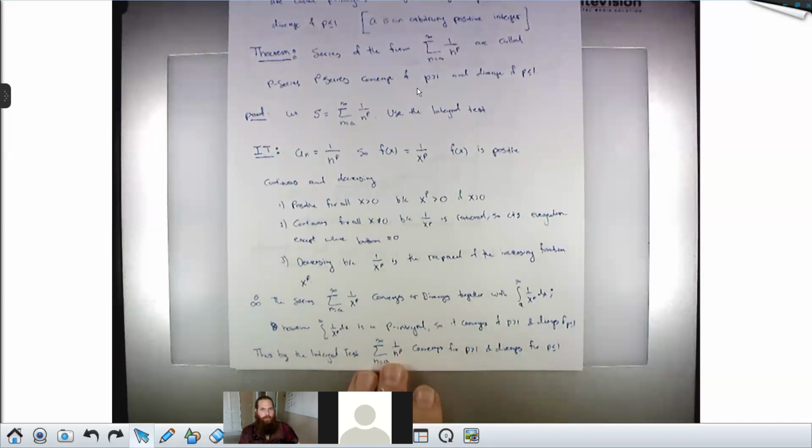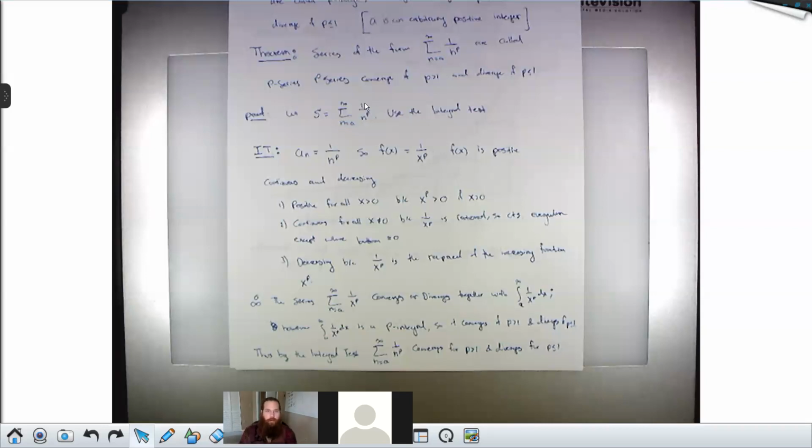So a is a positive integer. The series of the form sigma n equals a to infinity 1 over n to the p is called a p-series. And p-series converge if and only if p is bigger than 1. That's the theorem. The proof of the theorem starts by letting S be a p-series. So sum from a to infinity 1 over n to the p. If you don't like all of these little a's, you can just replace them with 1 everywhere.